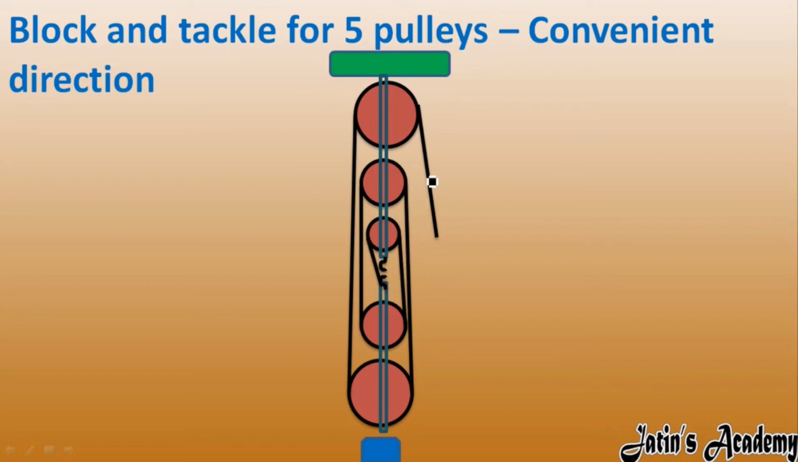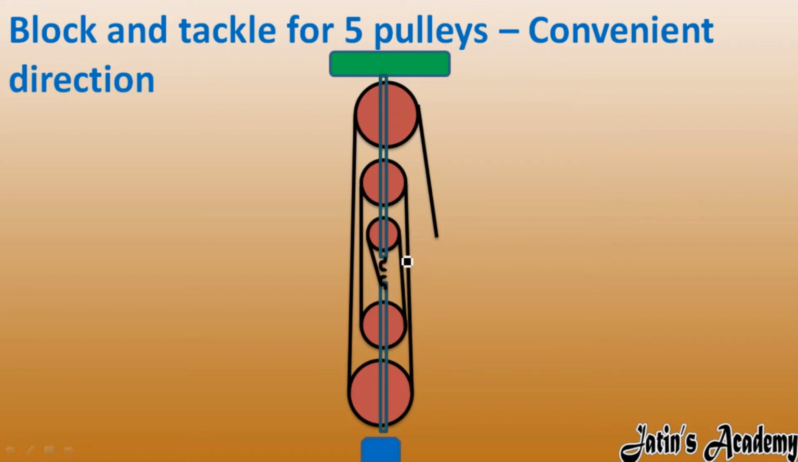So when the number of pulleys is odd, for example 5, then for a convenient direction the string is attached to the lower hook. Lower hook means it is attached to the lower block hook. Okay, this you have to remember, or you can also draw it. Now we have to see the mechanical advantage and velocity ratio.